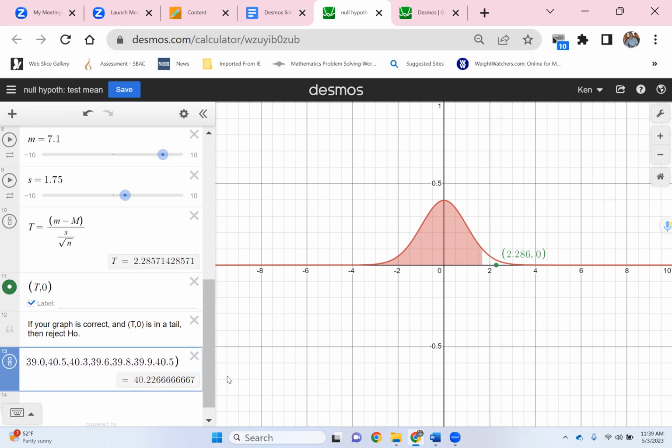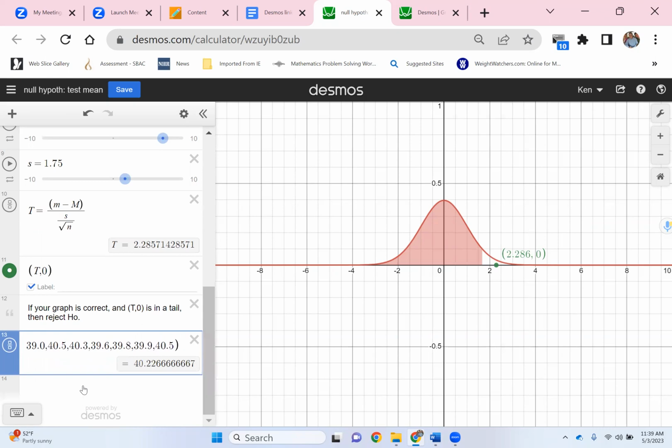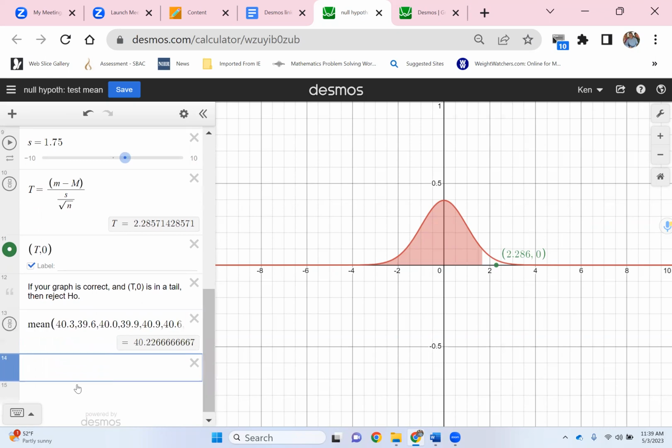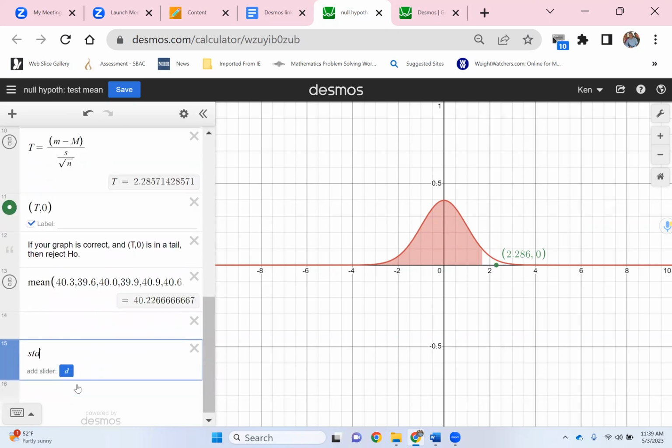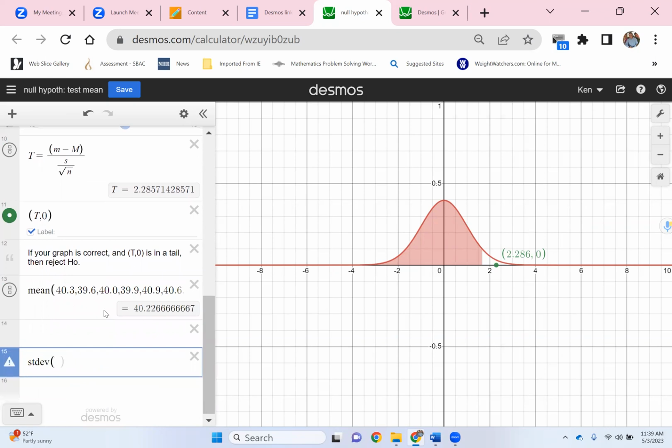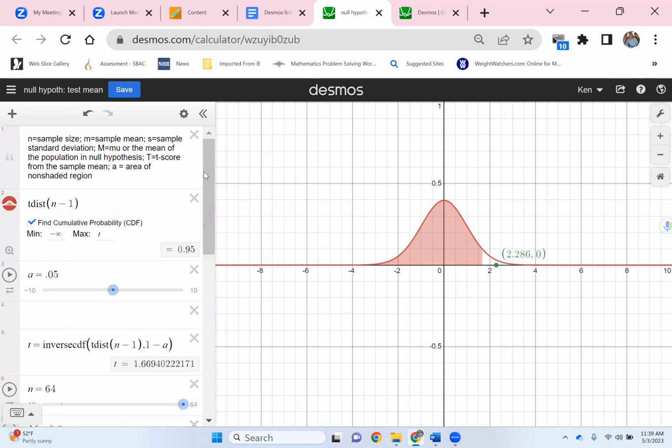Ah, it did it. Okay, so we have a mean of 40.22, and let's copy our standard deviation because we're going to have to know that too. All right, so let's copy all these bad boys. Copy it, paste it here. And our standard deviation is 0.654. All right, beautiful. So let's go up above now.